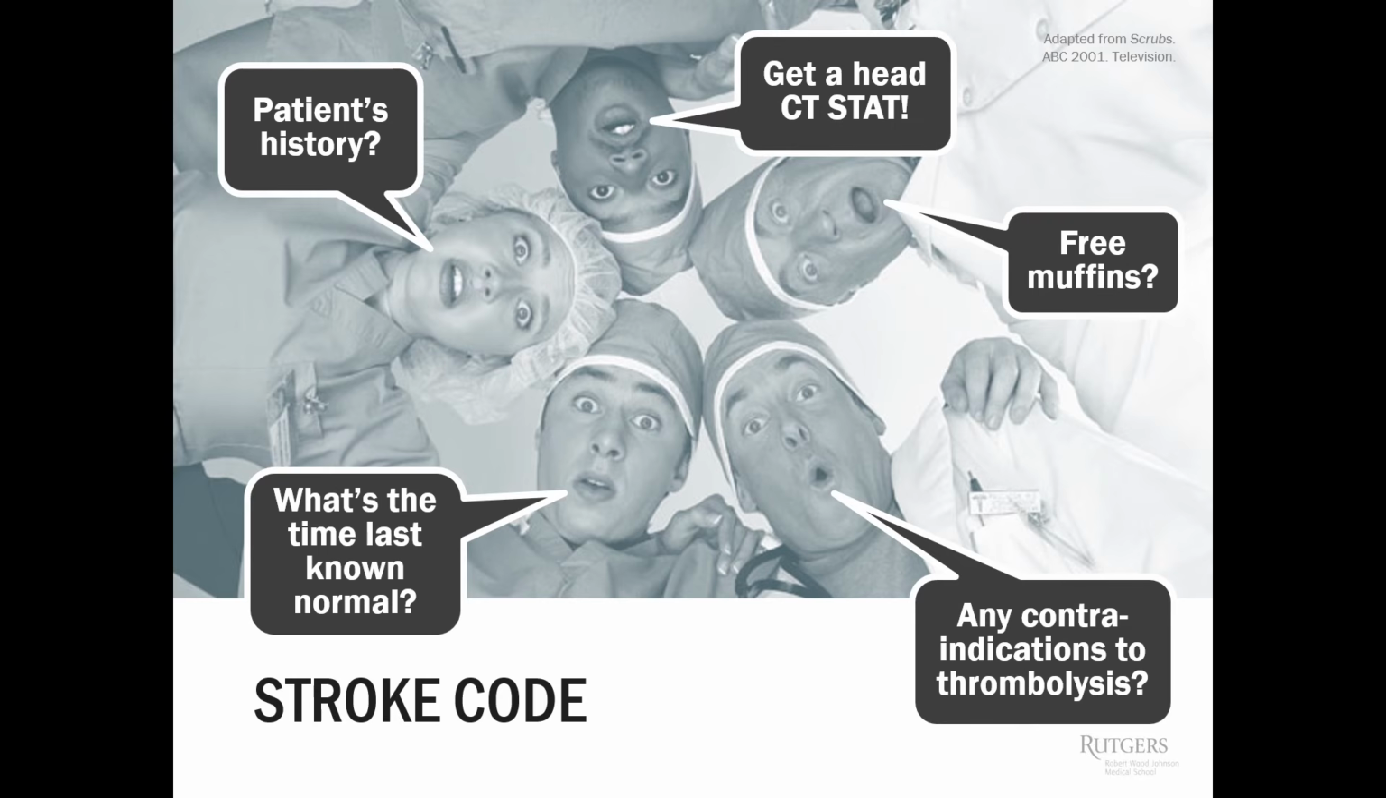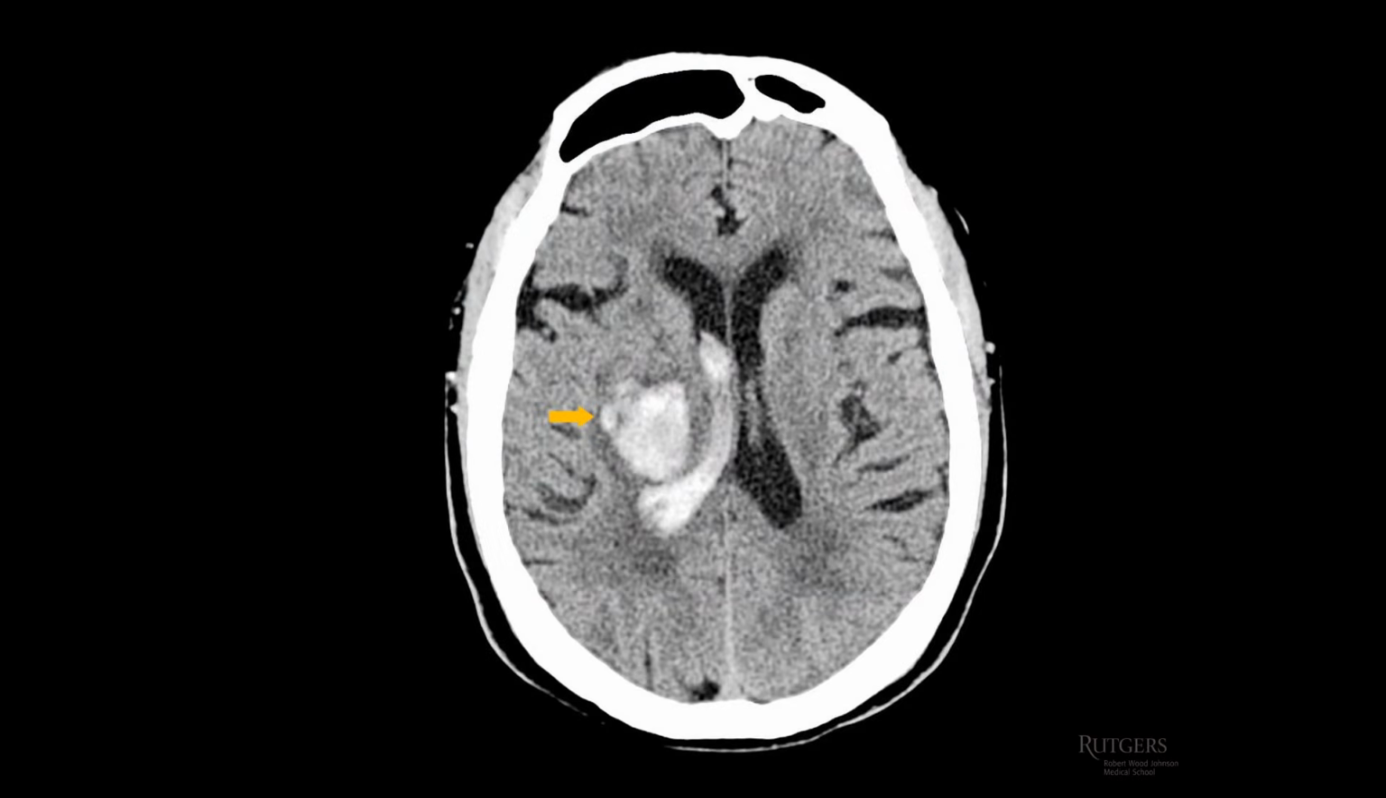We can't be confident whether this is ischemia or hemorrhage just on the basis of symptoms alone. Stroke code head CT was done. Can you see the abnormality? I bet you can see it halfway across the room. There's an acute left thalamic hemorrhage and some mass effect on the right lateral ventricle.